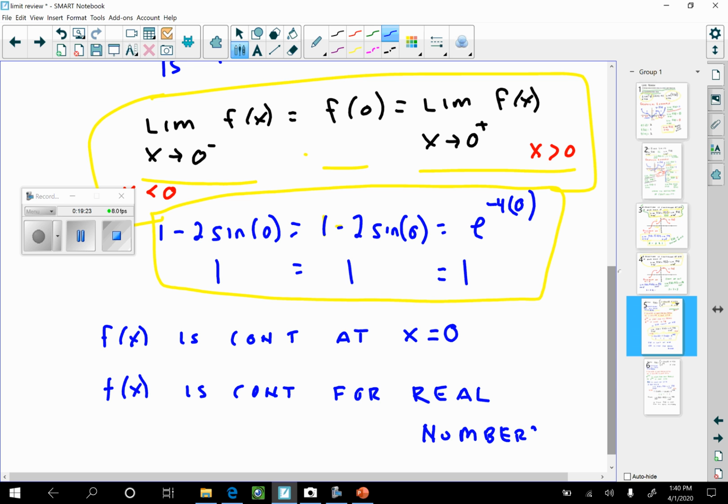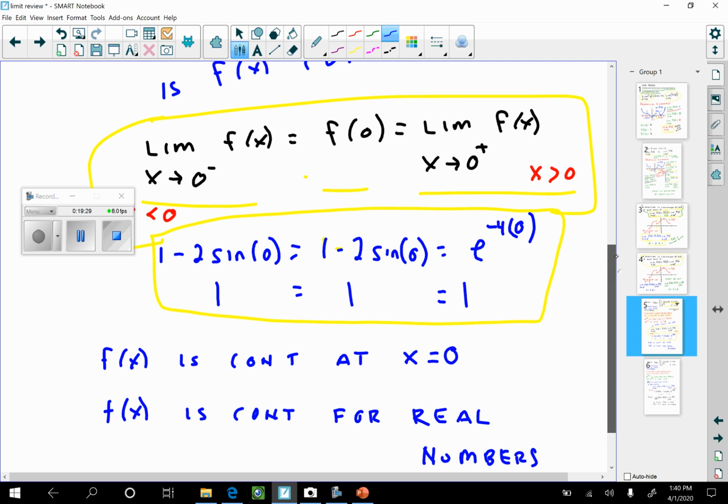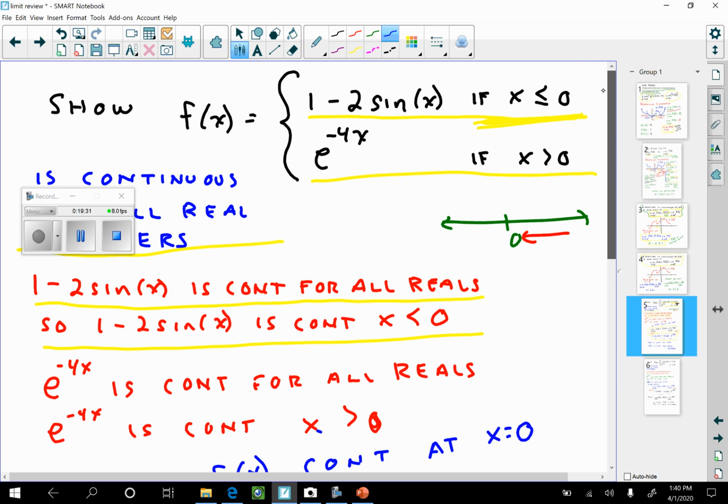So you will have a free response question on an upcoming assignment that has you do a problem similar to this one, where you have to show that the function is continuous for all real numbers and have some discussion. Keep in mind you need these 2 parts as well. You need this and you need this, and then you're going to need the limit definition for continuity at a point.